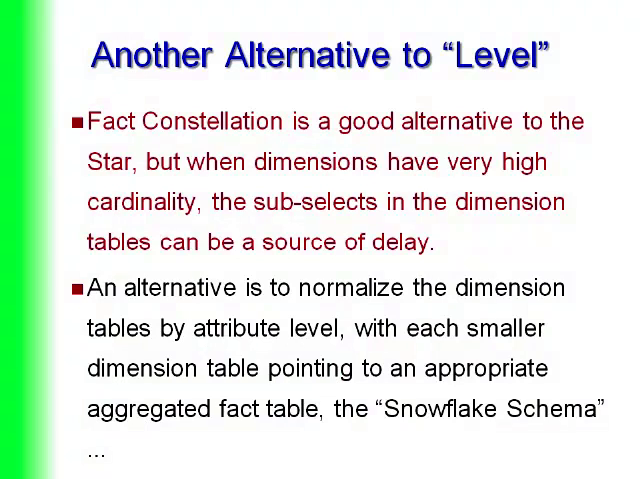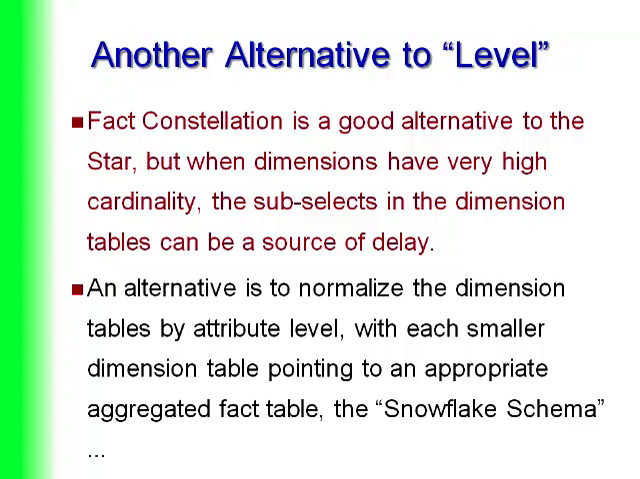Another alternative to level indicator is to normalize the dimension tables by attribute level, with each smaller dimension table pointing to an appropriate aggregated fact table, which results in the third kind of schema model called snowflake schema. Why should we do this?